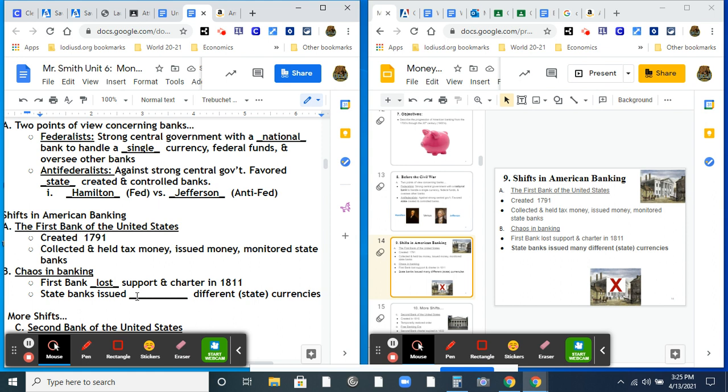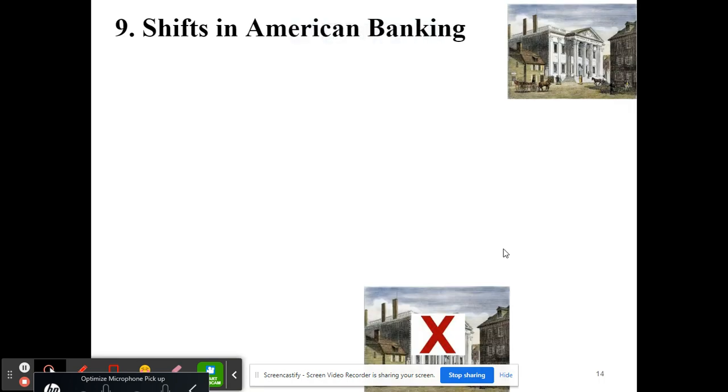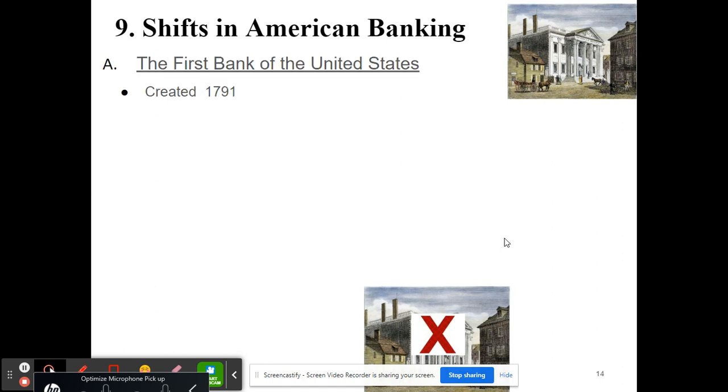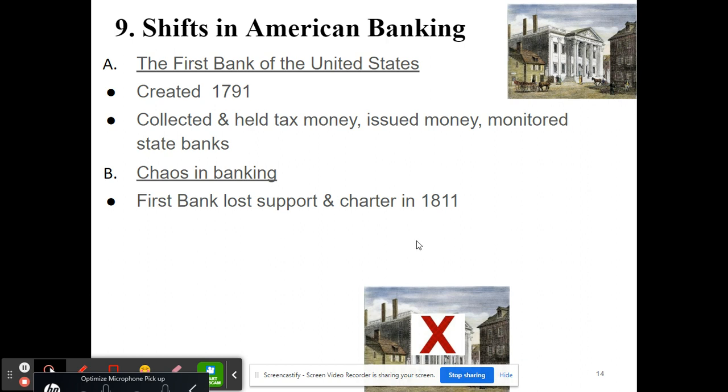State banks issued many different currencies, so that was a real problem in early business for America, having too many currencies and not really having a centralized banking plan, because states wanted their autonomy. So they didn't really want a federal bank. So even though there was one at first, they got rid of it really early in the history of American banking, in 1811. So the first bank had some power to hold tax money, issue money, and monitor state banks, but it doesn't survive very long.